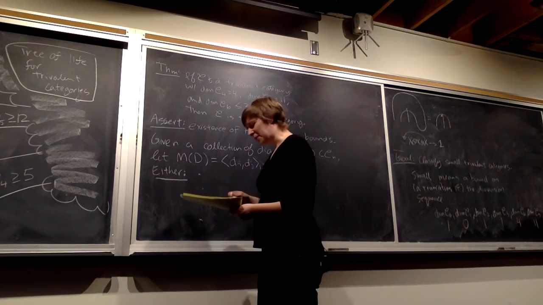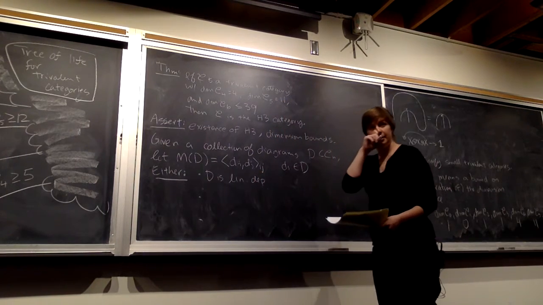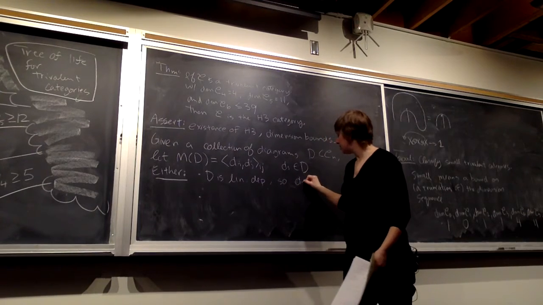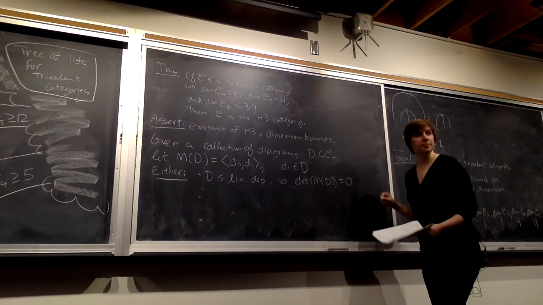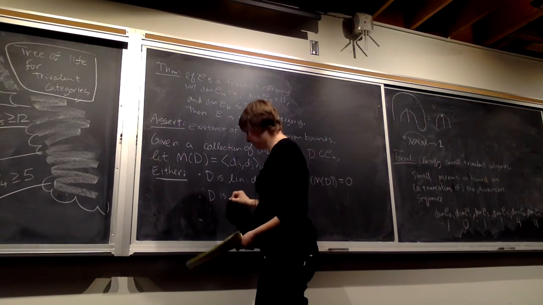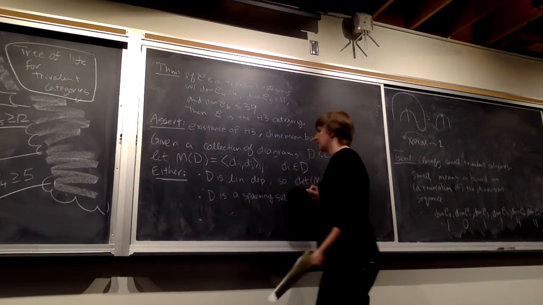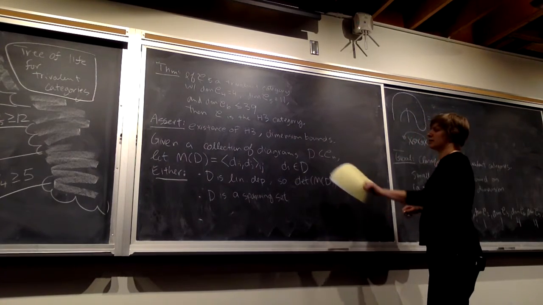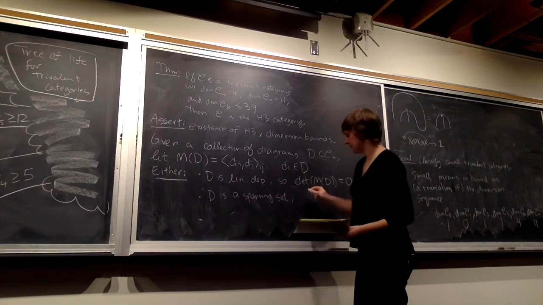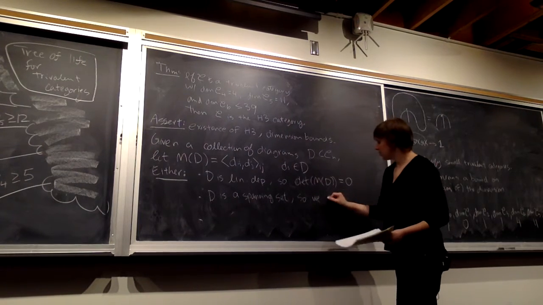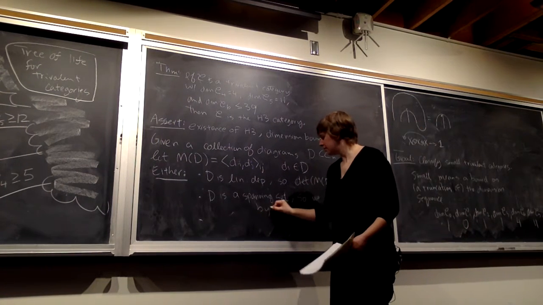So either D, this set, is linearly dependent, and so the determinant of the matrix that we write down is equal to 0. Then if D is linearly independent, it could be that D is a spanning set for your space. I guess this is not quite an exclusive trichotomy, because D could be linearly dependent and a spanning set. But if this was true, this means that we can detect relations by taking inner products with the diagrams in V.